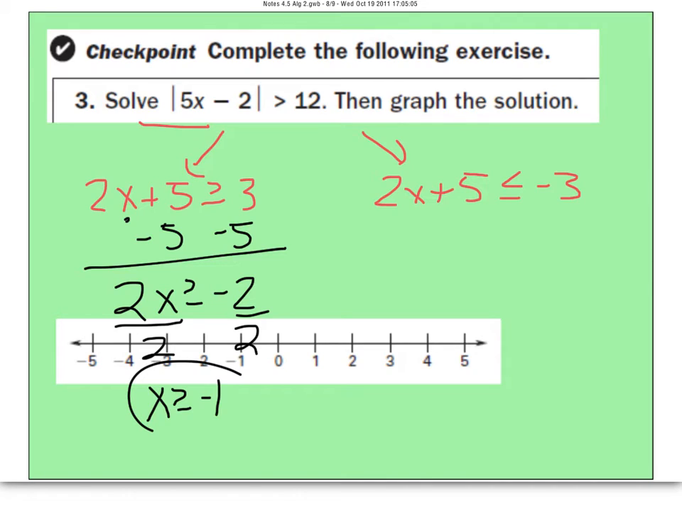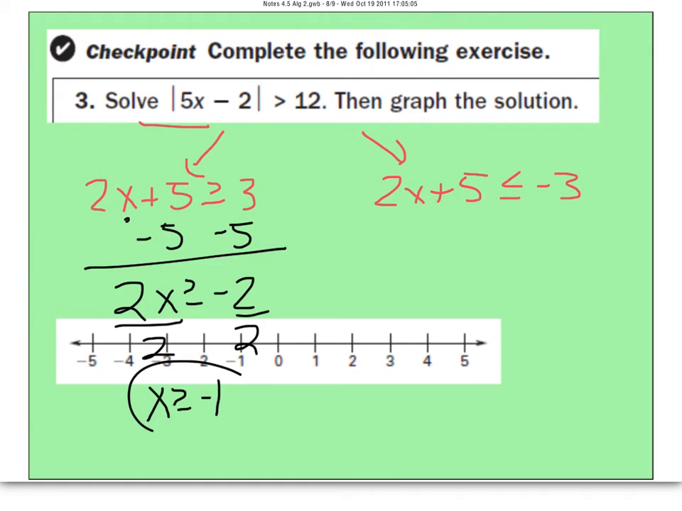Leaves me with 5x is greater than 14. This one's going to be 5x is less than negative 10. That's 5 times x, so I'm going to come on in and divide. This is going to be x is greater than 14 over 5. This is x is less than negative 2.